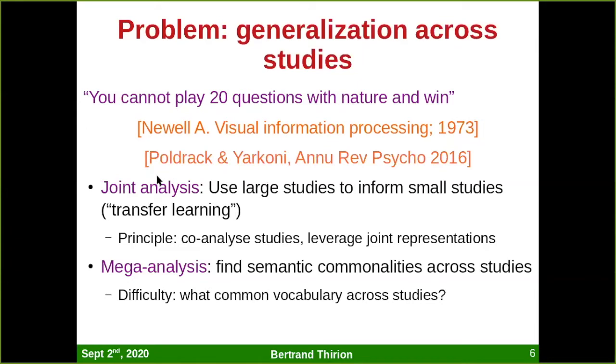One will be what I would call joint analysis, where you analyze jointly many different data sets, and you will see that large studies inform the analysis of small studies and improve the accuracy. It's a kind of transfer learning if you frame it in terms of machine learning. Essentially the mechanism will be to leverage joint representations across studies. The second way will be to identify semantic commonalities across studies and use them explicitly. I will call that mega-analyses. The difficulty here will be to define a common vocabulary across studies.